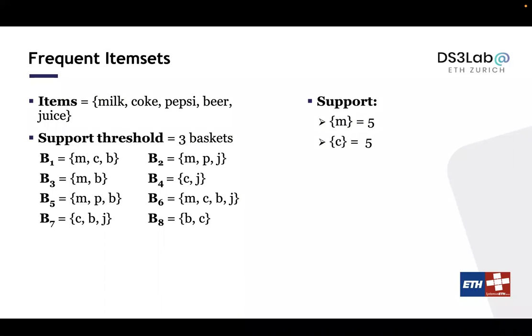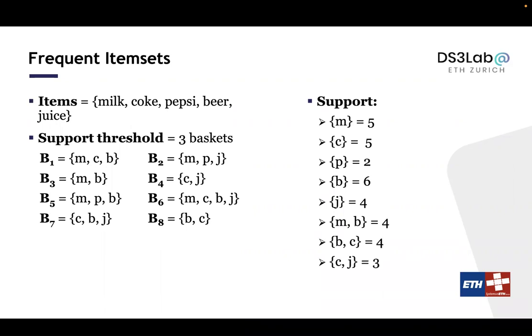And then you can do this exercise, compute support for C, for P, and also you can compute that for an item set containing a pair of elements, for example, M and B, right? In this case, if you check the support of M and B, you can see B1, B5, B6, and B3 are all the transactions containing all the elements of this item set. So the support of this equals 4. So you can do this exercise for all of these.